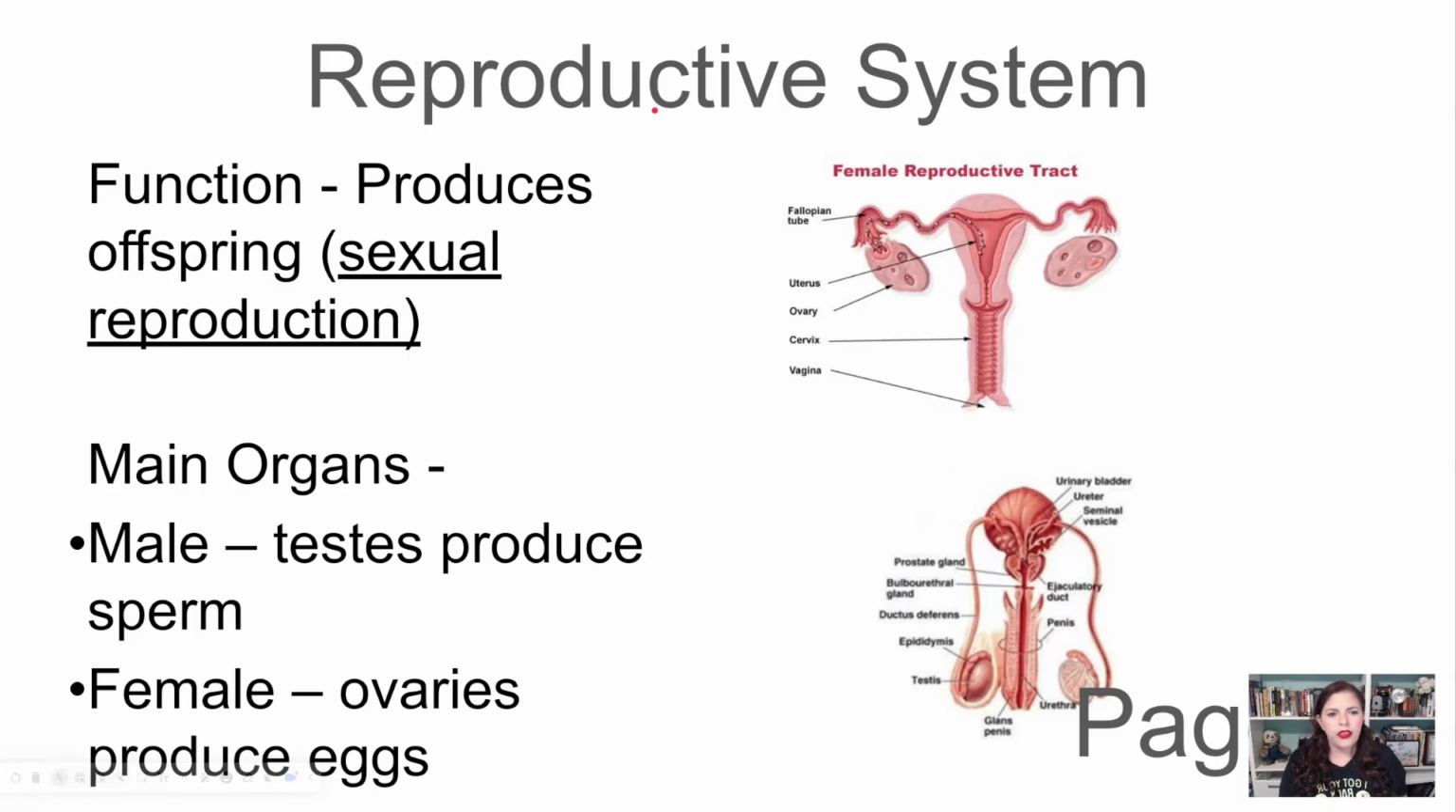Then we have the reproductive system. We've pretty much talked about this already because we talked about sexual and asexual reproduction, right? So obviously humans are going to reproduce sexually. We talked about how the male testes are going to produce the sperm, right? The female ovaries are going to produce the eggs.